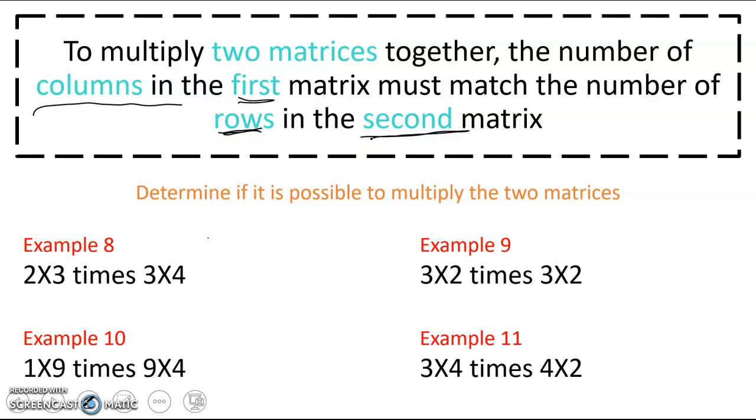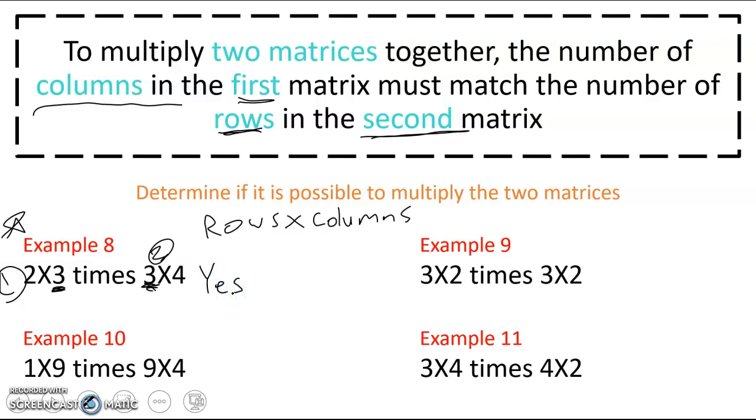And again, remember, going back to the last video, rows are first, columns are second, okay? So you have rows first, columns second. Now if we take a look at example 8 right here, we notice that the first matrix is a 2 by 3 matrix, and the second matrix is a 3 by 4 matrix. So if I look, the number of columns in the first matrix is 3, and the number of rows in the second matrix is 3.